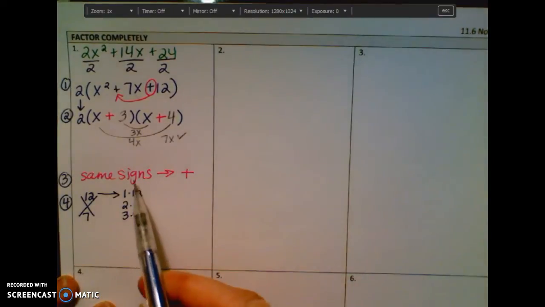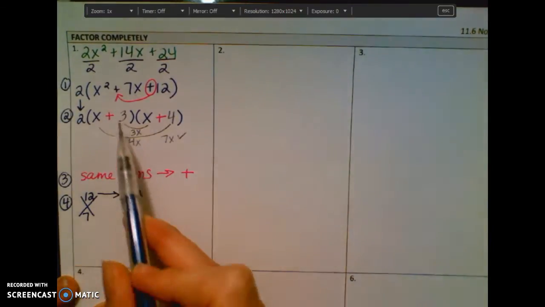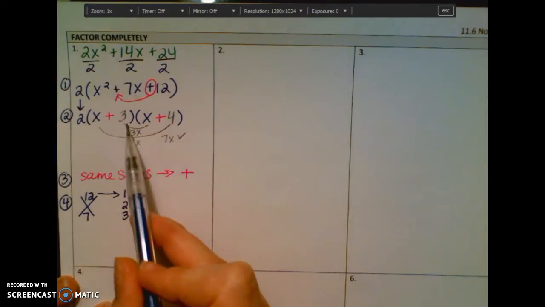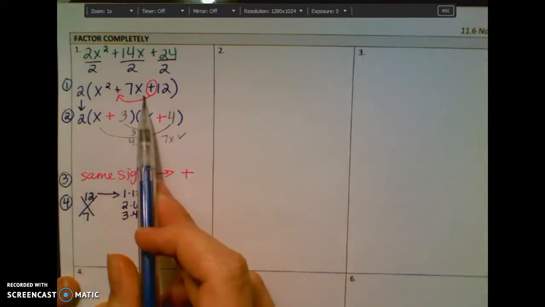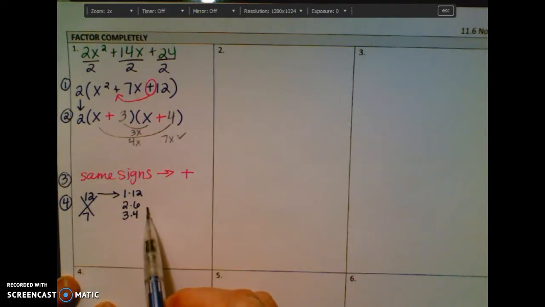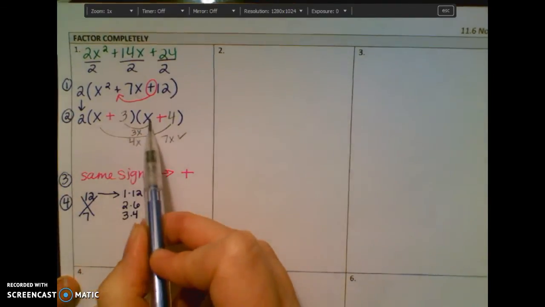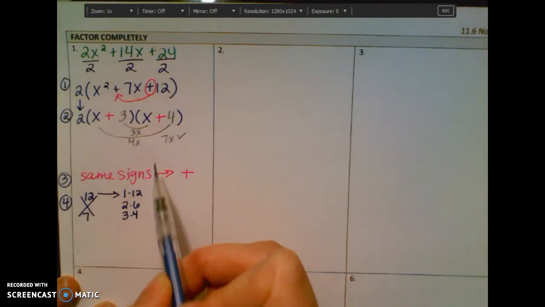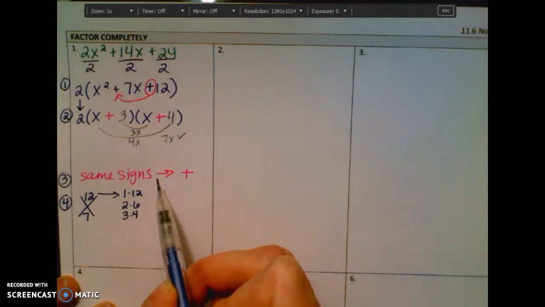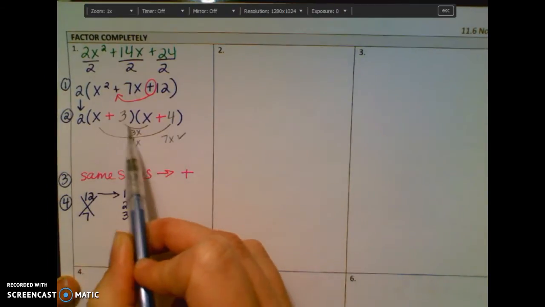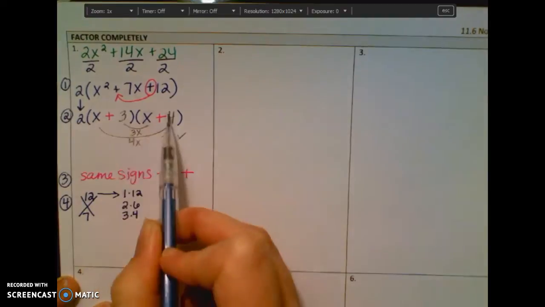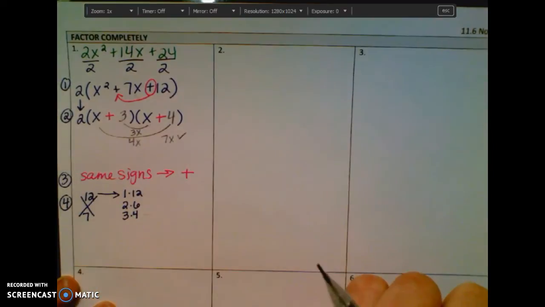Now, if you went ahead and tried 1 and 12 and plugged in the 1 and the 12, you would have gotten a 1x plus a 12x, which is 13x, which is not what we want. If you tried the 2 and the 6, then we would have a 2x plus a 6x, which gives us 8x. Again, that's not what we want. So even if you have to try multiple times, that's okay. You just need to guess and check. So we guessed, and then we checked it, and it ended up being correct.